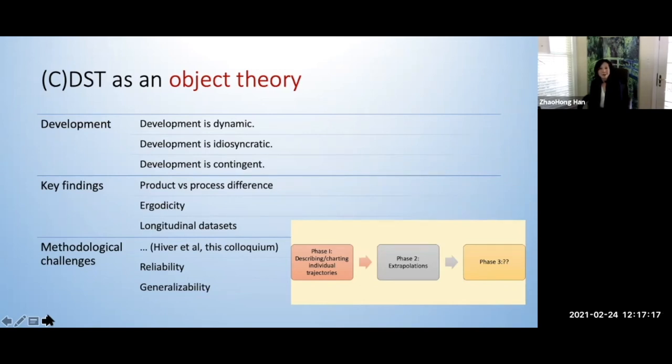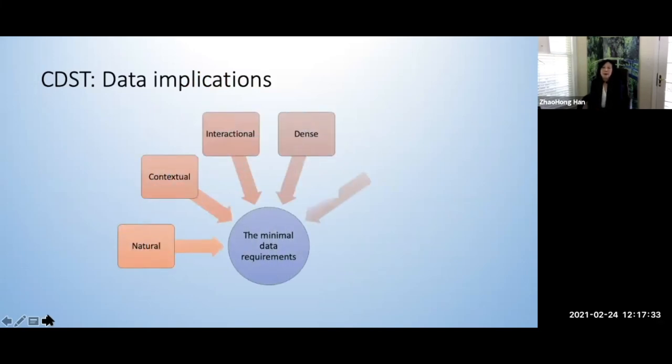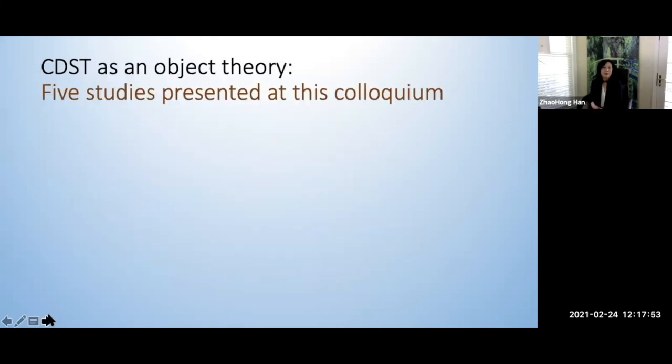And what constitutes the next phase? Phase three? That's something we can begin to think about. CDST guided empirical studies have to meet a number of requirements, data requirements. The data need to be natural, they need to be contextual, interactional, dense, individually oriented, and also longitudinal. These are minimal data requirements.